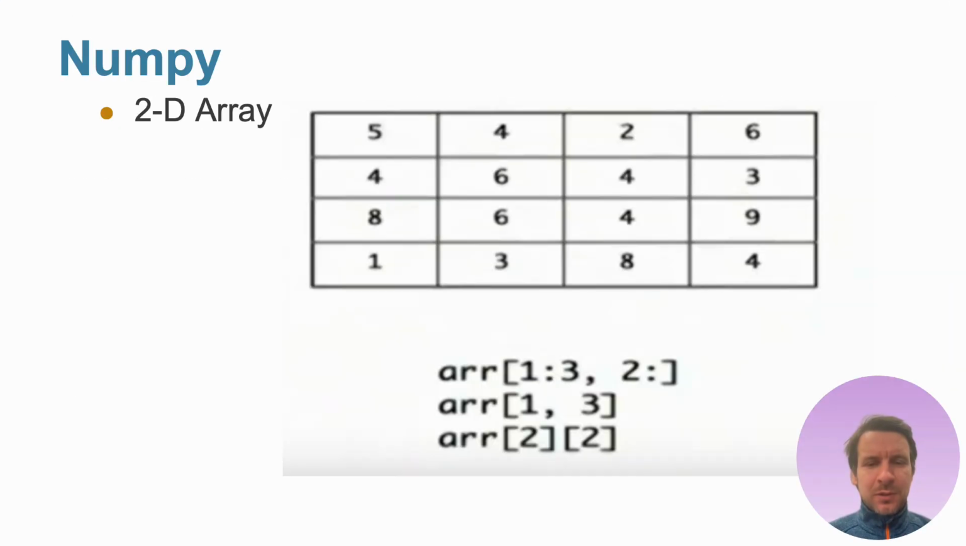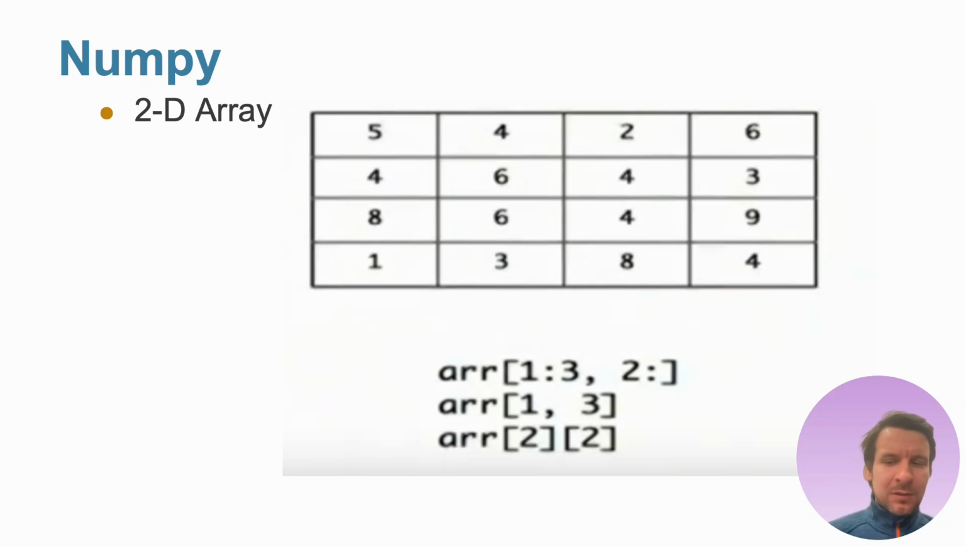NumPy array can be two-dimensional. You can have more dimensions. So if you initialize it with a list of lists, then you'll get a 2D array, like a table, like this one. The difference is how you index it. You can index it by first picking the row in square brackets and then picking the column in square brackets. That is the same as you would index a list. That's the last example. And then there are the other two examples, where you index it by just one square bracket and you separate the coordinates by a comma inside the square bracket.